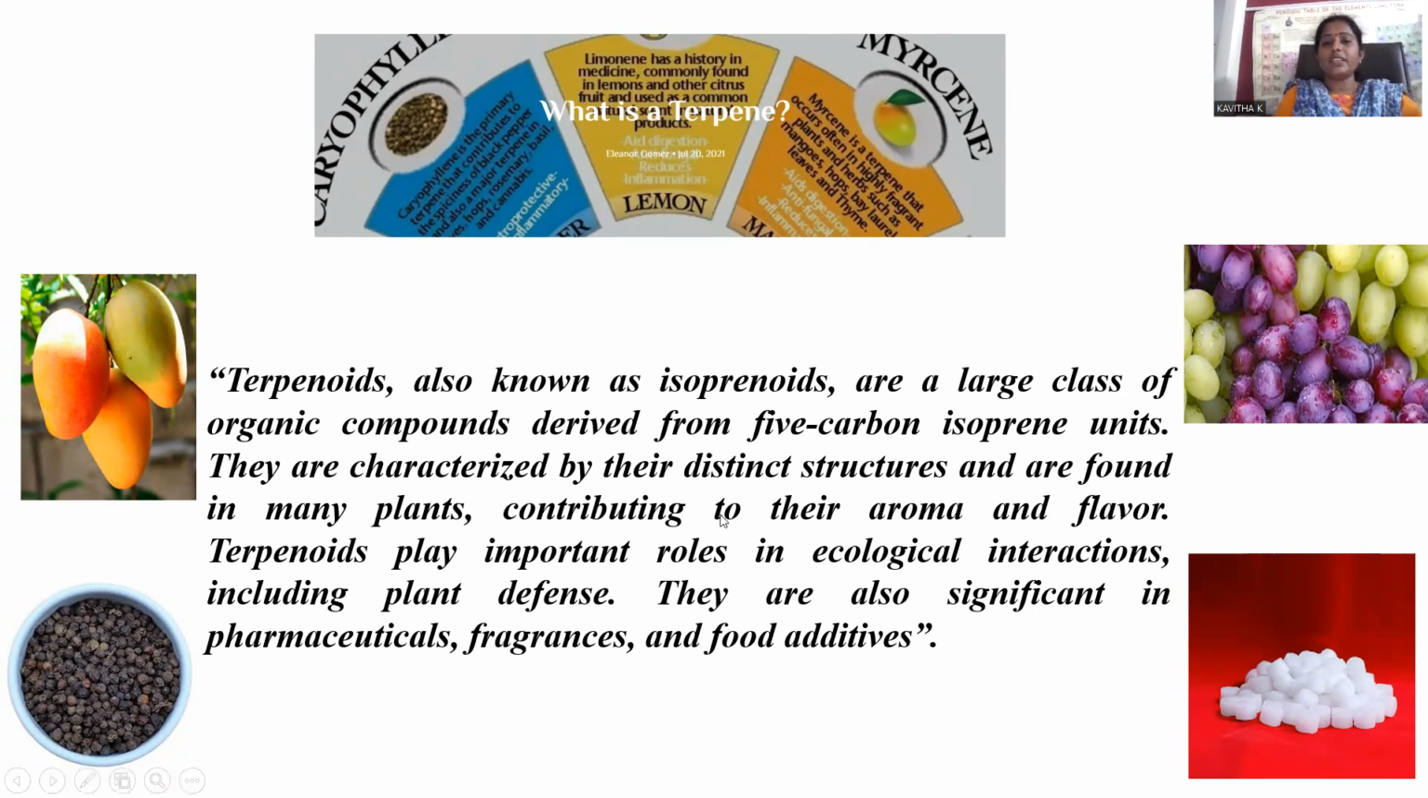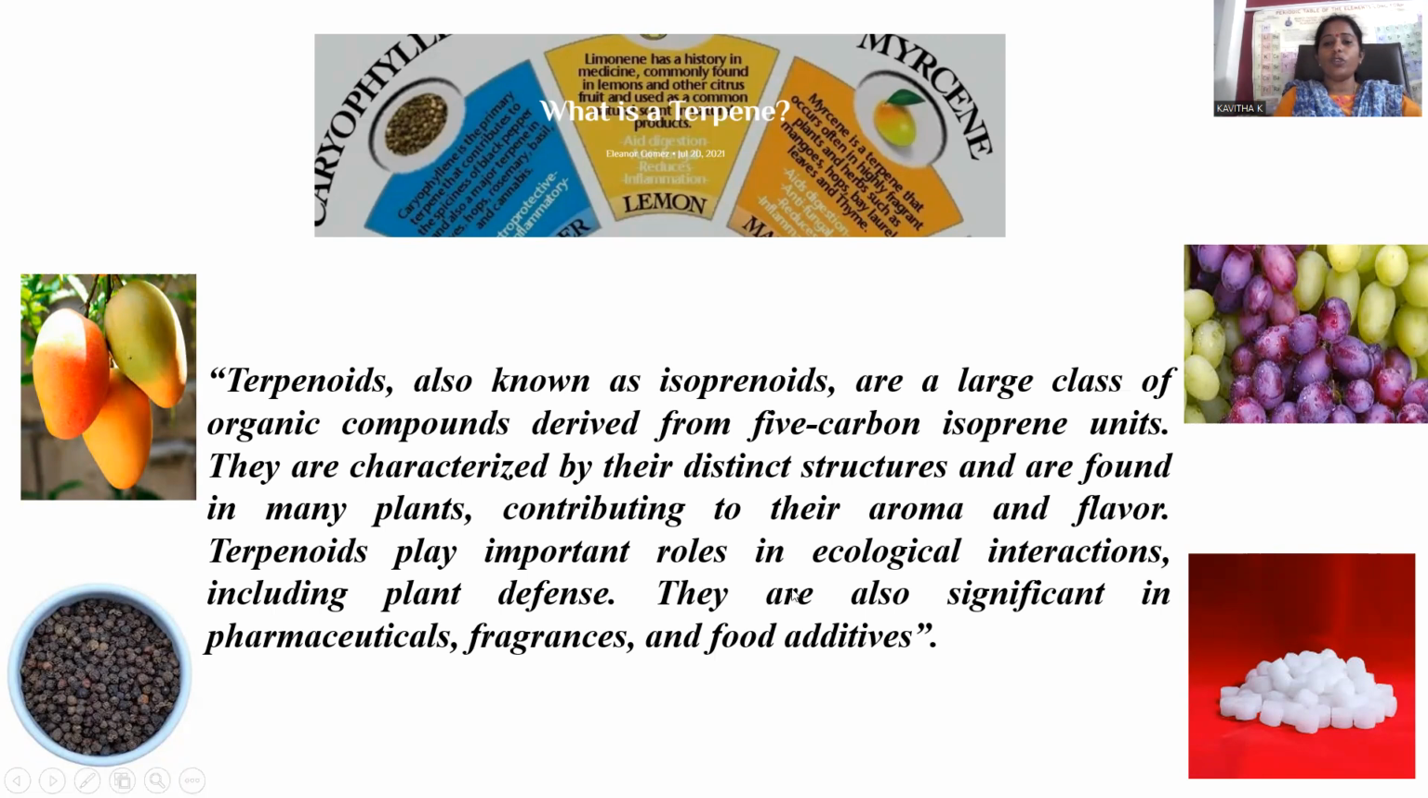They are characterized by their distinct structures and are found in many plants, contributing aroma and flavor. So these are the terpenoid compounds. Terpenoid compounds are available in many plants. If you go with mango, pepper, berries, and camphor, all these are composed of terpenoid compounds, right? So they have an aroma smell. Aroma means a pleasant smell, and the flavor is also there. So they impart flavor to the material or natural product we are having.